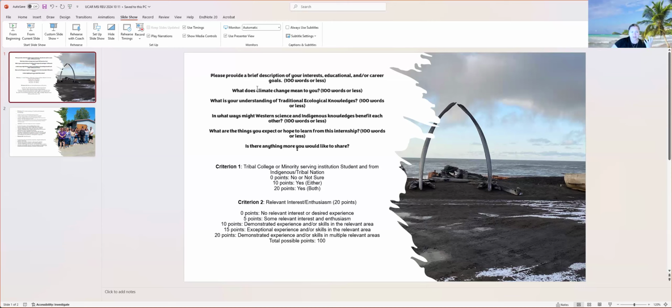We ask not only for their responses, what is their understanding of TEK? In what ways might Western science and Indigenous knowledge benefit each other? And what are the things you hope to learn from this internship? It's also a unique internship because we not only look at how we engage with our research sites, which are Hawaii, Puerto Rico, Alaska, and Louisiana, but how they engage with their place.